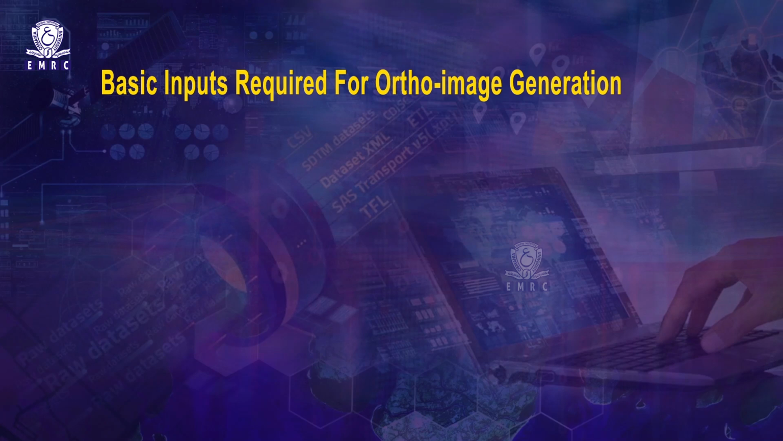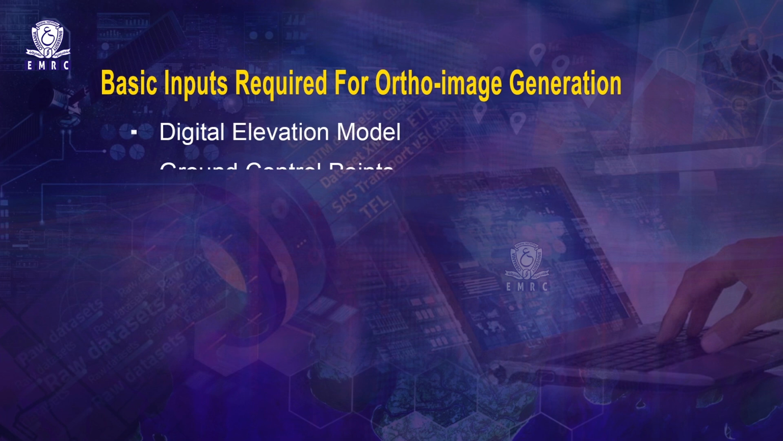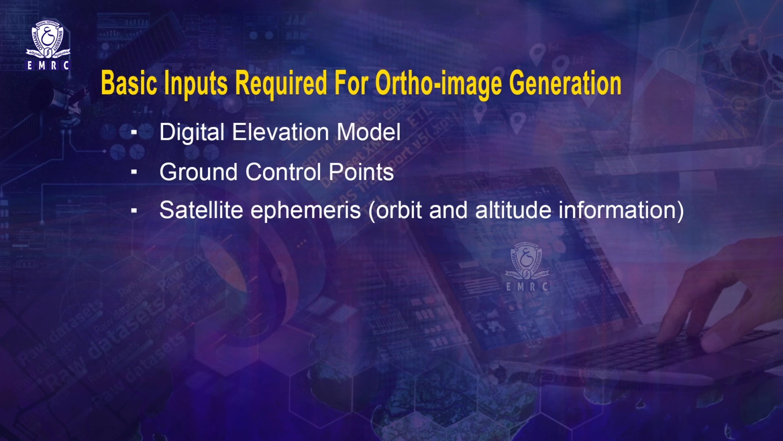The basic input required for ortho image generation are digital elevation model, ground control points, satellite ephemeris, that is orbit and altitude information, and radiometrically corrected satellite data.